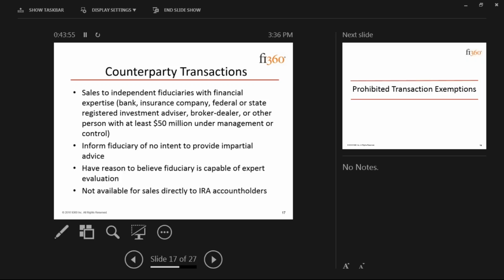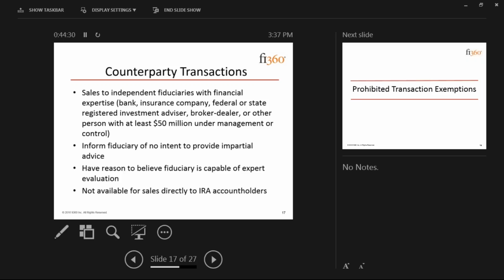Similar things here, though. The advisor would need to inform the fiduciary that they have no intent to provide impartial advice, that they do have conflicts, that they are biased. They have to have a reason to believe that whoever they're providing the advice to is an organization capable of expert evaluation. So again, we're speaking to these sophisticated investment advisory firms along with your larger plans. And again, this is not something that would be considered non-fiduciary if we're talking IRA account holders.